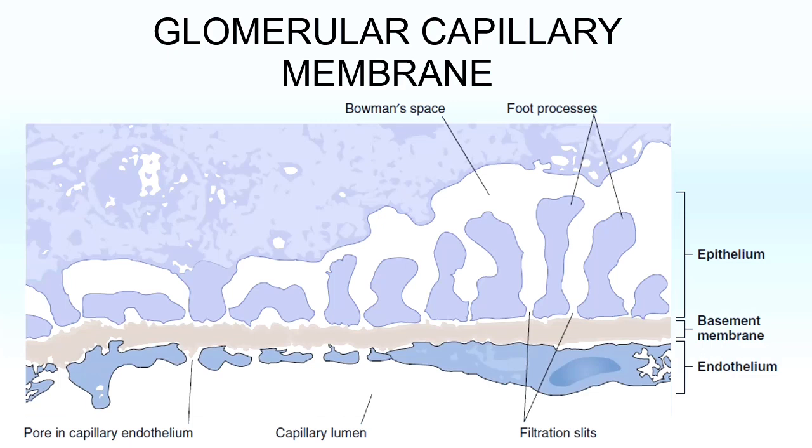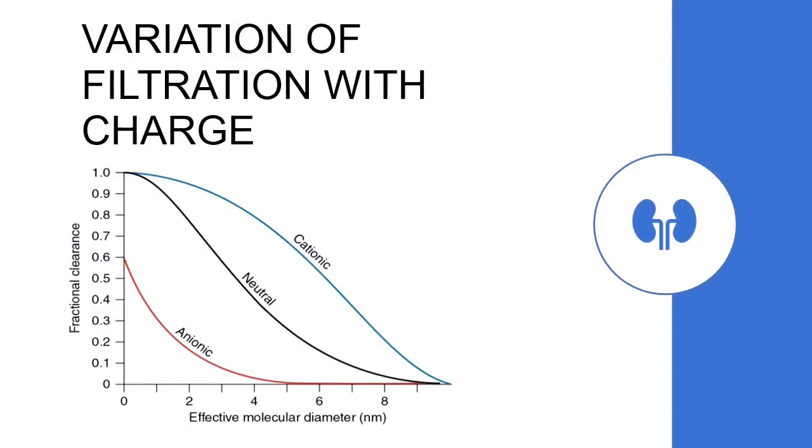The high filtration rate across the glomerular capillary membrane is due partly to its special characteristics. The capillary endothelium is perforated by thousands of small holes called fenestrae, similar to the fenestrated capillaries found in the liver, although smaller than the fenestrae of the liver. Another special characteristic of the glomerular capillary membrane is its specific selectivity for charge and size of the molecule. As you can see in the graph, a molecule that is either neutral or having a positive charge between the size of 4 to 8 nanometer in diameter will be filtered optimally.